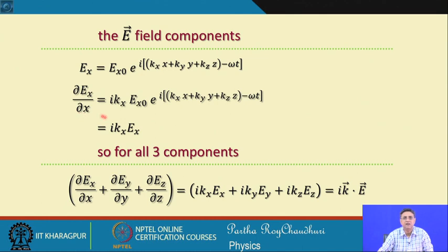If we consider the other two components, ∂E_y/∂y and ∂E_z/∂z, then we will end up with similar expressions, which you can put together in this form. So, we get that ∂E_x/∂x + ∂E_y/∂y + ∂E_z/∂z is equal to i k_x E_x + i k_y E_y + i k_z E_z, which can be written as i k·E.